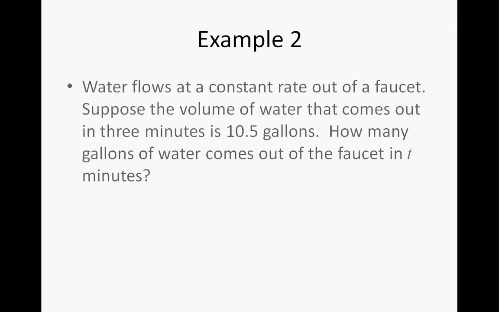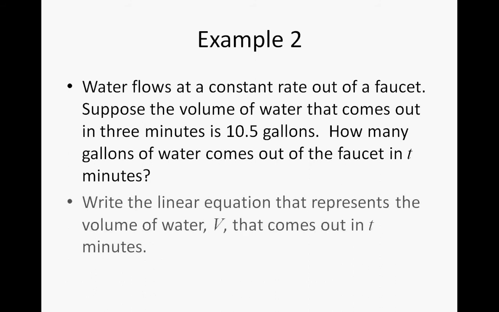All right, let's take a look at example 2. Water flows at a constant rate out of a faucet. Suppose the volume of water that comes out in 3 minutes is 10.5 gallons. How many gallons of water comes out of a faucet in T minutes? We'll write a linear equation that represents the volume of water, capital V, that comes out in T minutes.